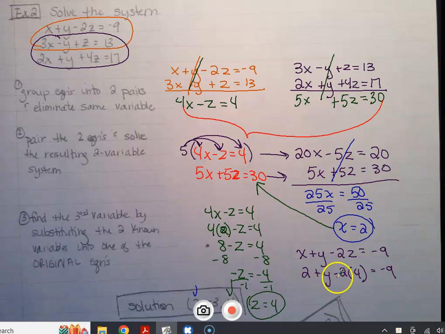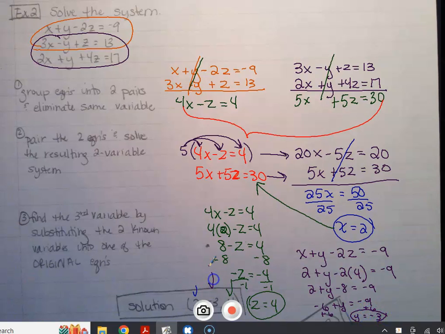So we've got 2 plus y minus 8 equals negative 9. Combine our like terms. 2 minus 8 is negative 6. So negative 6 plus y equals negative 9. Then what? Add 6. So I've got y equals negative 3.